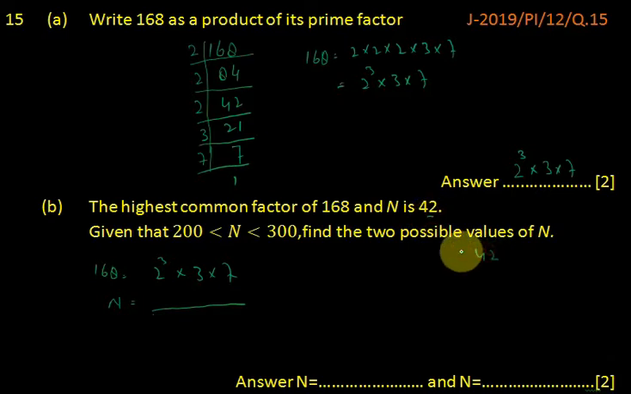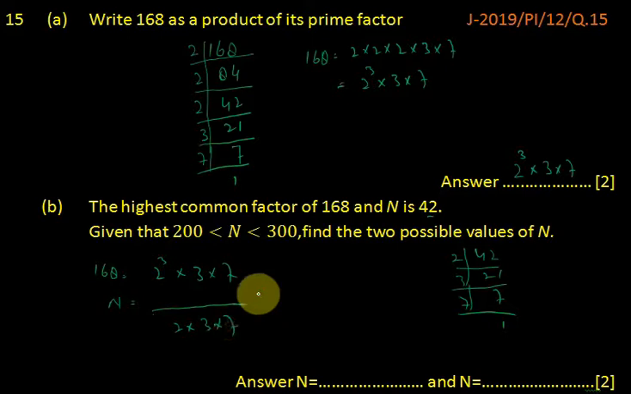So the prime factors of 42 would be 2, 2 1s are 2, 3 7s are 21, and 7 1s are 7. So the highest common factor of the two numbers is 2 multiplied by 3 multiplied by 7. Actually, when we take the HCF of two numbers, we just take the least power of the common prime factors. If there is a prime that is not common, we do not consider it.